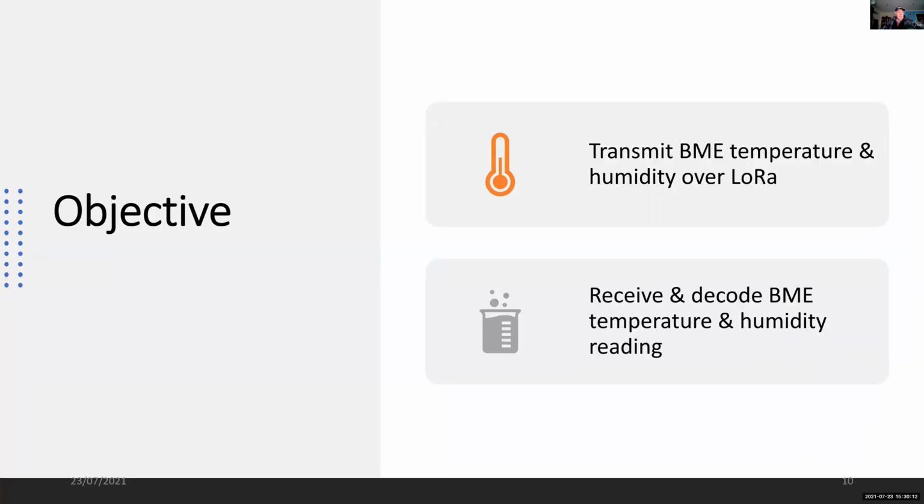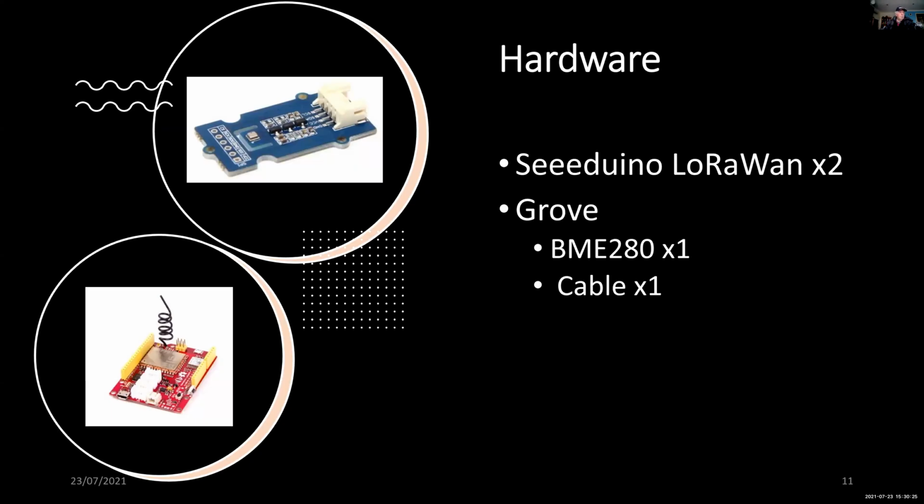The objective is simply to transmit the BME temperature and humidity over LoRaWAN and to decode that so that I can see it on a serial port. So the hardware is two of the Seeeduino LoRaWAN and one Grove BME280, connected with a Grove cable to the LoRaWAN computer.